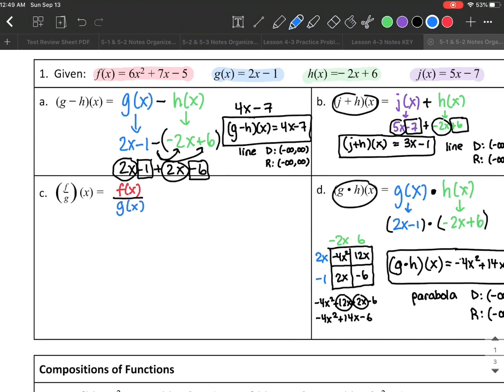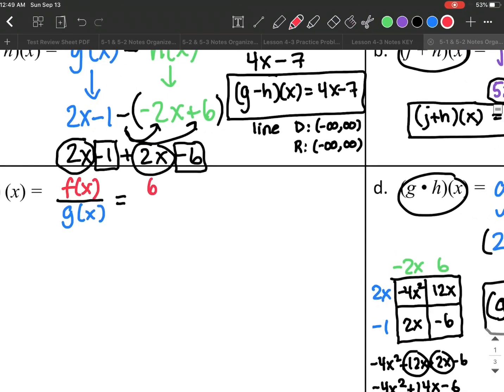Okay, and so I know that I have there, I'm just going to replace f of x with 6x squared plus 7x minus 5, and I'm dividing by g of x, which is 2x minus 1. So that's what I have.